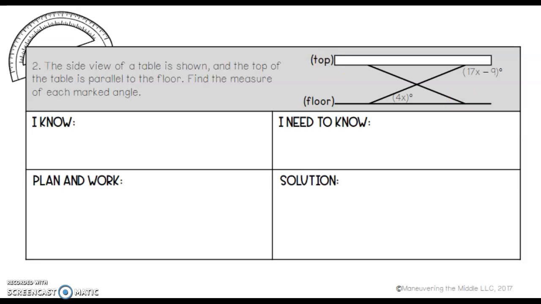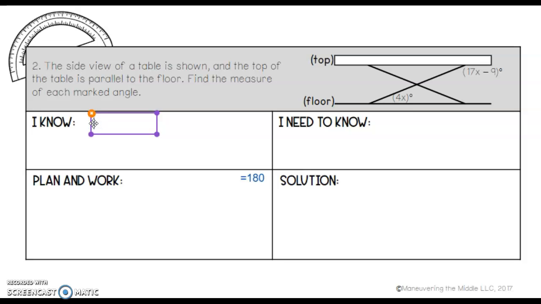First we need to identify the relationship of the angle measures 17x minus 9 and 4x. I'm looking at 4x, and the first thing that I notice is that it is an acute angle. Then I look at 17x minus 9. That's an obtuse angle. So the first thing that I'm going to note is that both of these are going to equal 180 degrees. I need to keep that in mind when I'm writing my equation, and it might also help you to identify what kind of relationship it is.